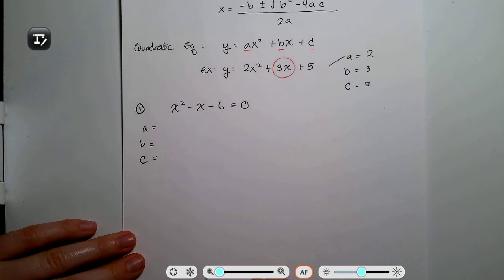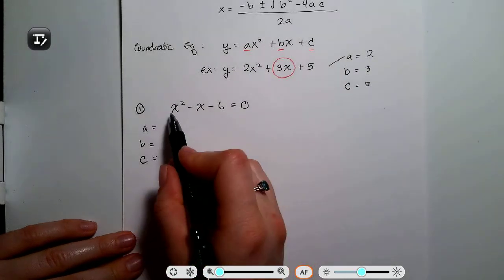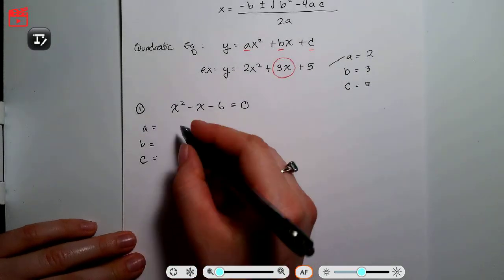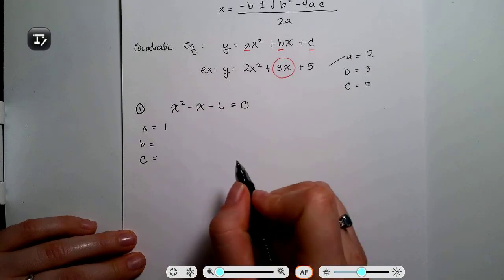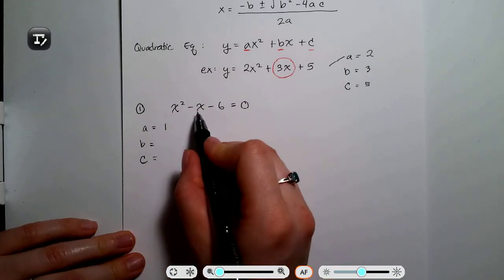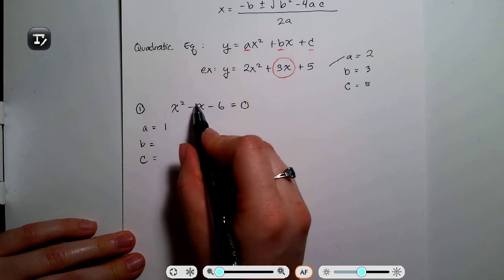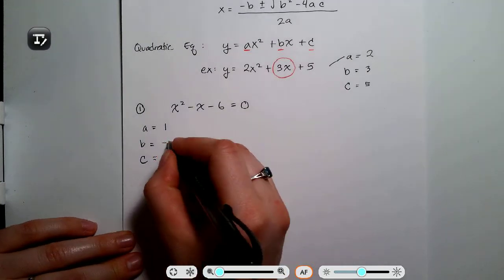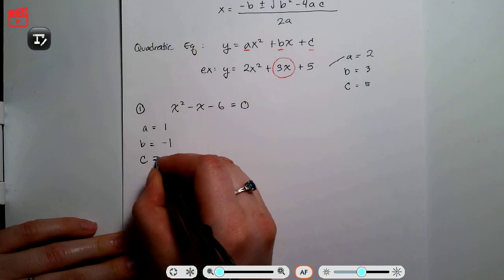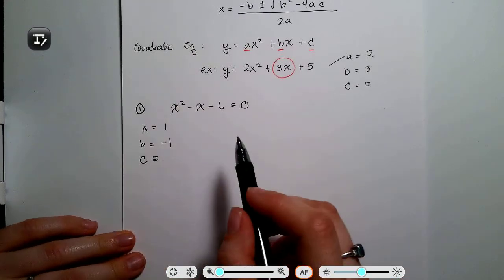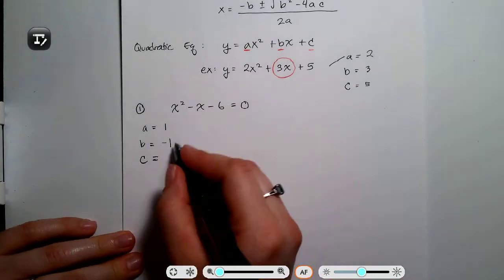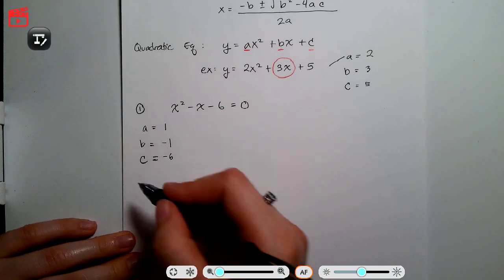All right, the a value is by the x squared. So what's the number in front of x squared? Remember, it's that invisible 1. The b value is the number in front of the x. So what's the number in front of x? It's the -1. That's another sneaky one. And then our c value is the one that does not have a variable, which is -6. All right, so now I have found my ABCs.